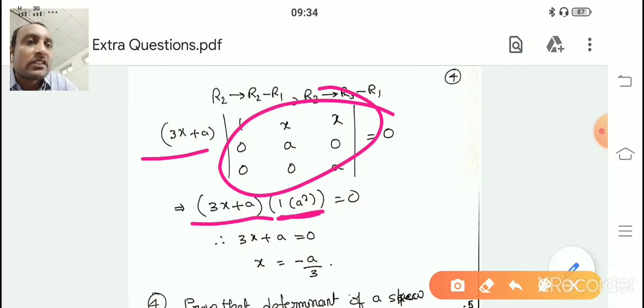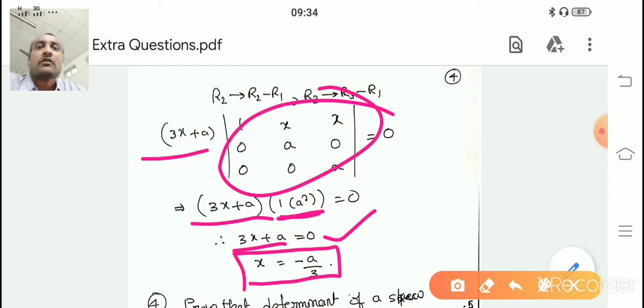Since a is not equal to 0 in the question given, 3x plus a must be equal to 0. What is the value of x? x is equal to minus a by 3, that is the value of x. Like that we can prove this one. So that is the third question, the solving type.